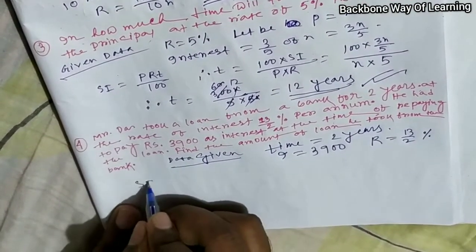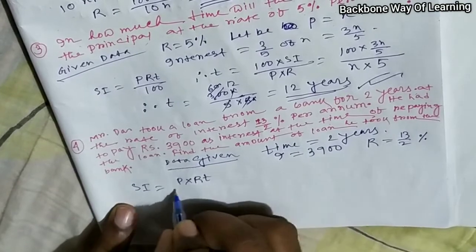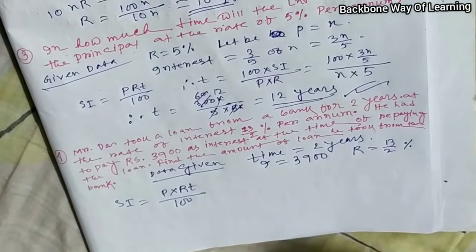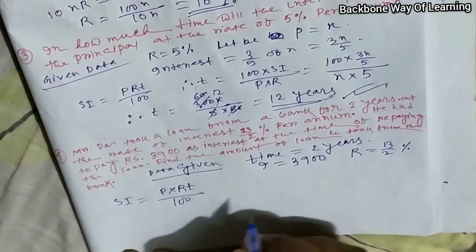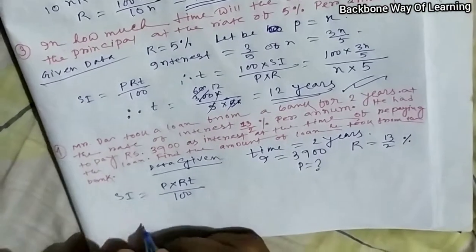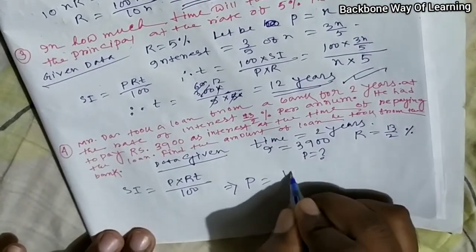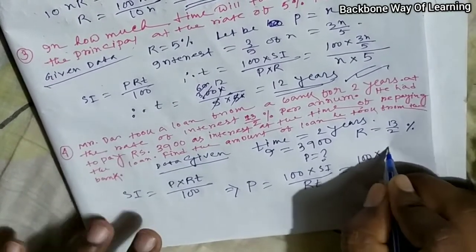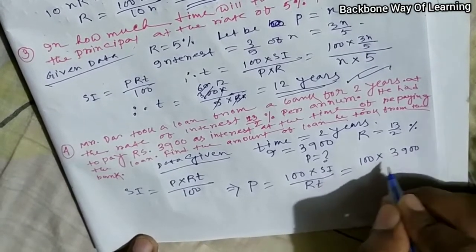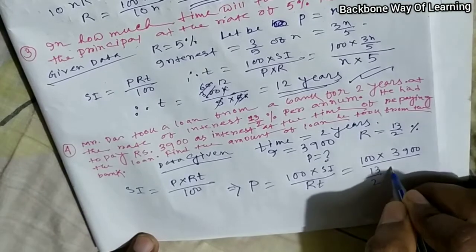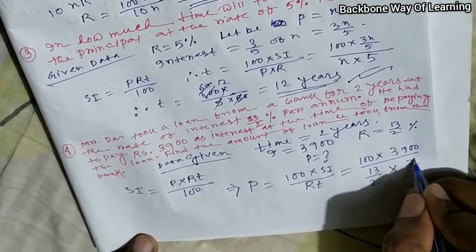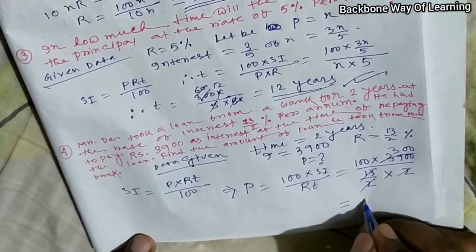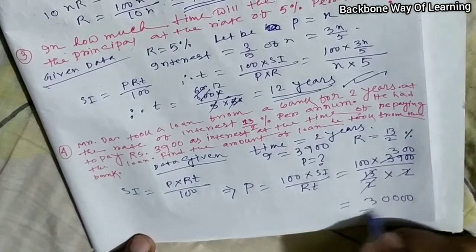We put the formula SI is equal to PRT by 100. Find the amount, the loan he took from the bank. P is equal to what? Therefore, P is equal to 100 into SI by RT. SI is equal to... this is the answer.